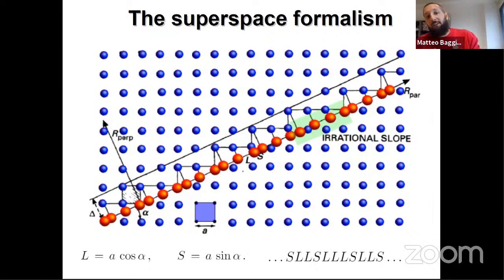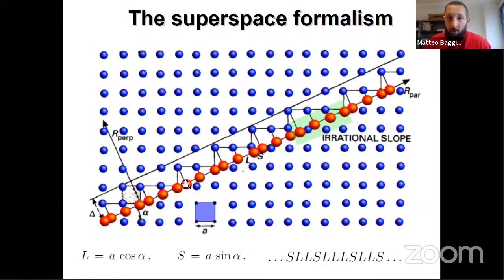Now, what you can convince yourself pretty easily is that if you cut at an angle which is rational, the structure, once you project it on the one-dimensional line, will still be periodic with a different period, because of course you're projecting at an angle, but it will still be periodic. On the contrary, if you project with an angle which is irrational, you will find out that the system you get is not periodic. So you are breaking periodicity. And you can convince yourself that it will be basically composed of a list of small and long segments, which are not periodic.